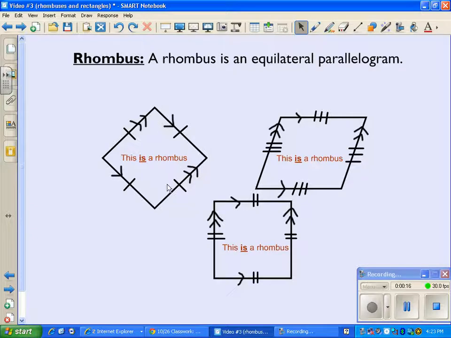So for example, in this shape, the opposite sides of each other are parallel, and it shows that through the arrows. Pretend that they're perfect. And then these little symbols show that each side is the same.